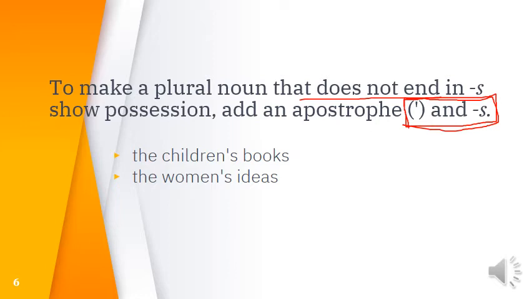Apostrophe S. So here I have the word children, the children's books. Children is a plural, yes, we know, but is there a plural S at the end? No. So what do I do? I add apostrophe S, as the big rule says. The women's ideas: of course, women is plural, but there is no plural S, so I add an apostrophe S.